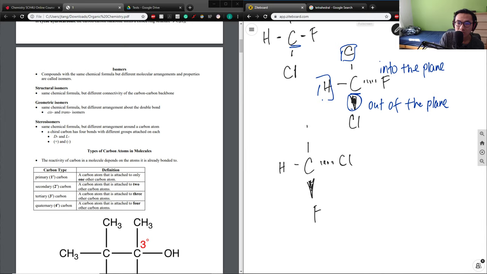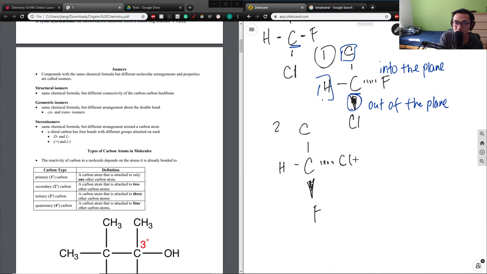So what if I have this molecule compared to this? Again, these are both the same compound because each has two carbons, one hydrogen each, one chlorine each, and one fluorine each. However, they're bonded differently, and in three dimensions they're actually different compounds. I'm going to call this molecule one and this molecule two.